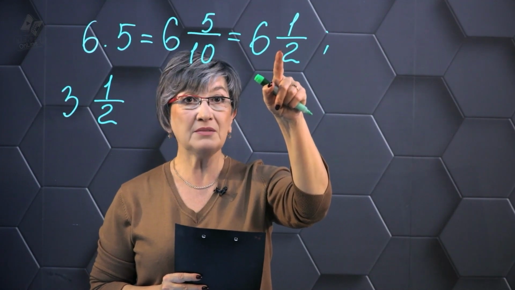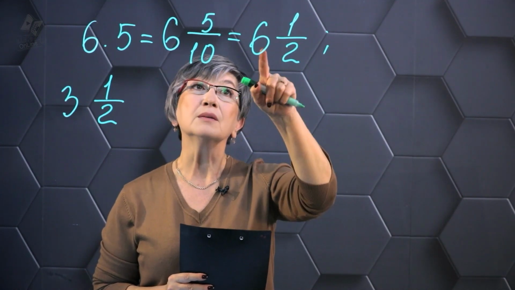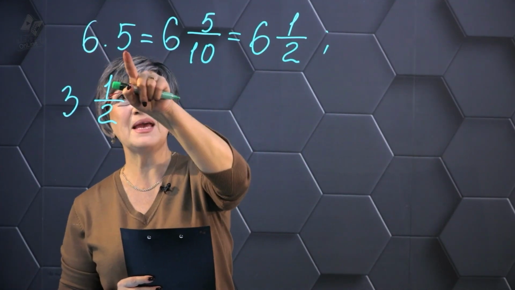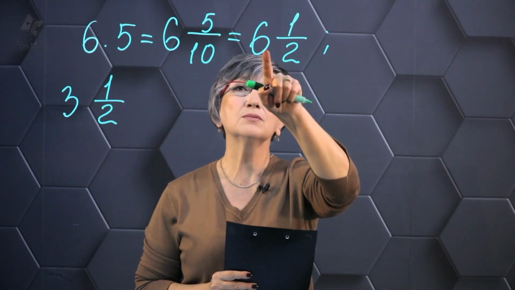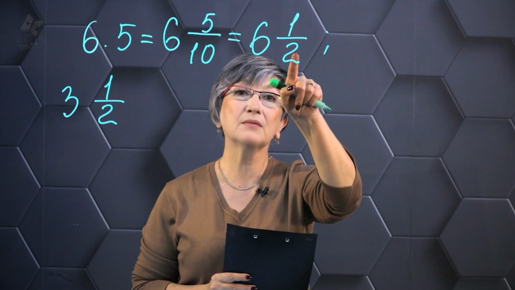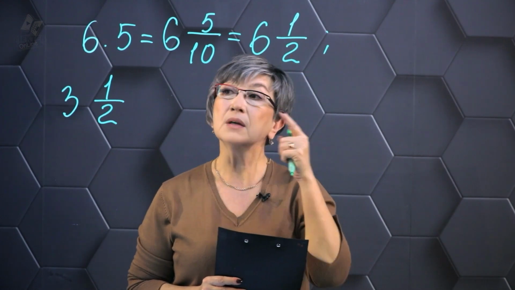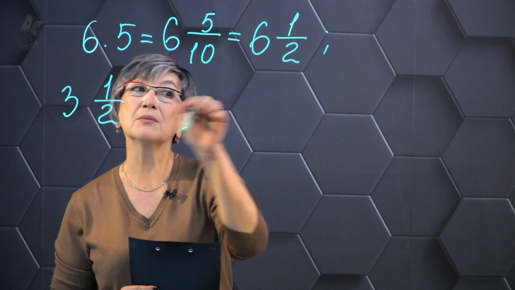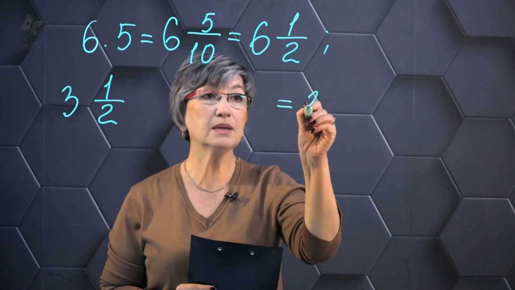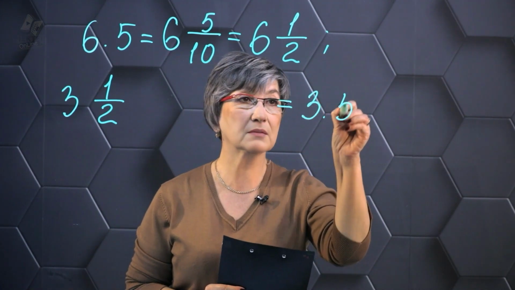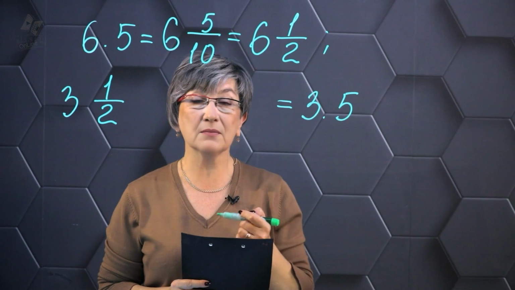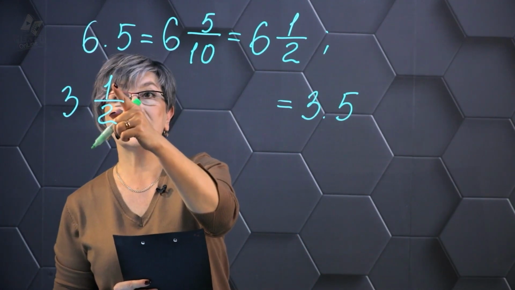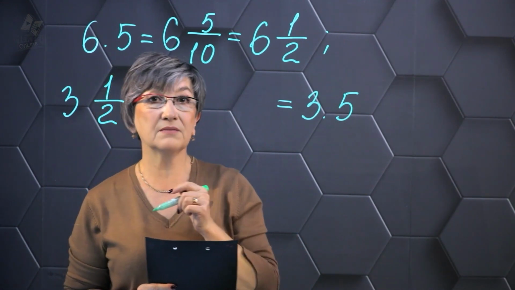Let's look at the previous example with you. So when we converted 6.5 decimals to fractions, we got 6 and 1/2. So therefore, I think 3 and 1/2 would result in 3.5 tenths. But how did we get 5 tenths? Because we have 1 in the numerator and 2 in the denominator.